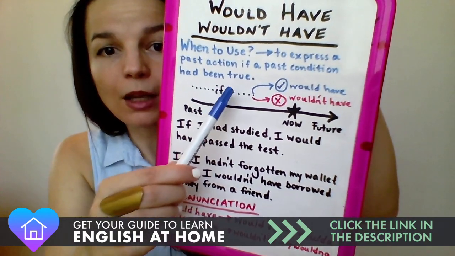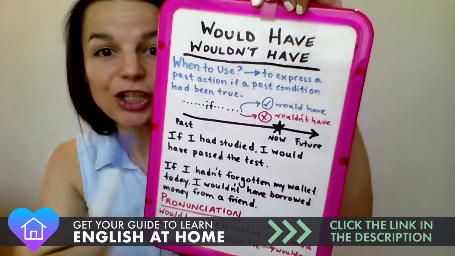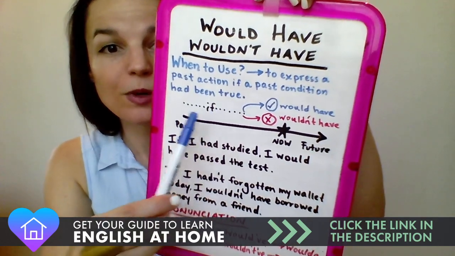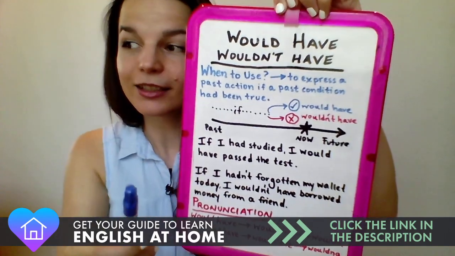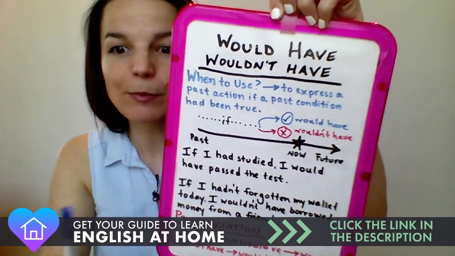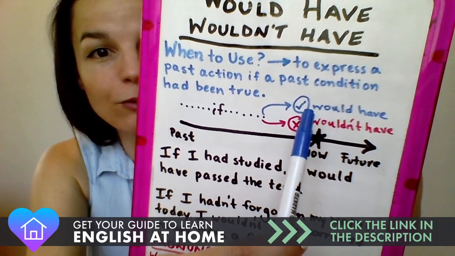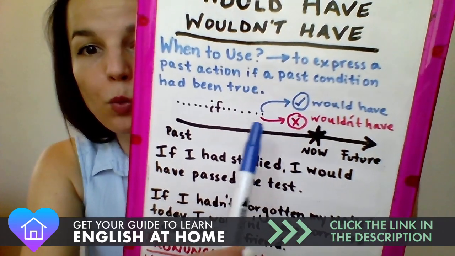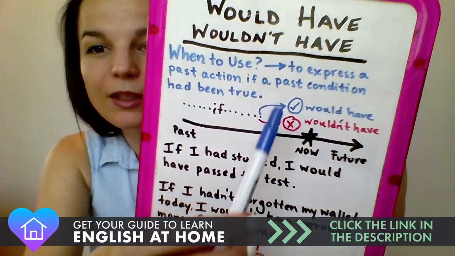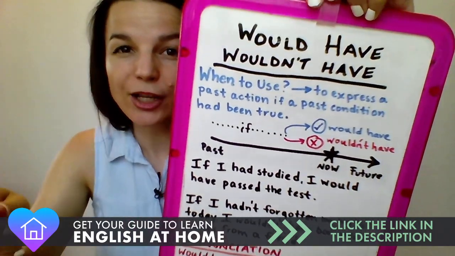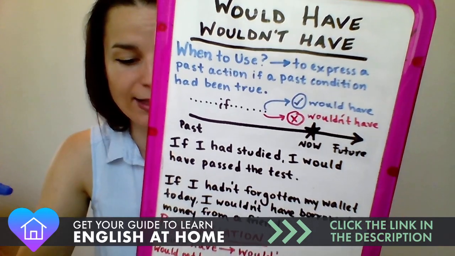and we're thinking about the cause and effect, or the relationship between a past condition with if and some past action. But the key, and what's kind of strange about this grammar point, is that these two actions, when we use would have with a positive or wouldn't have with a negative, these actions did not happen. We just want to imagine some past action.